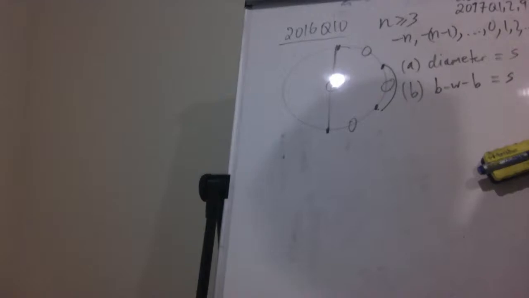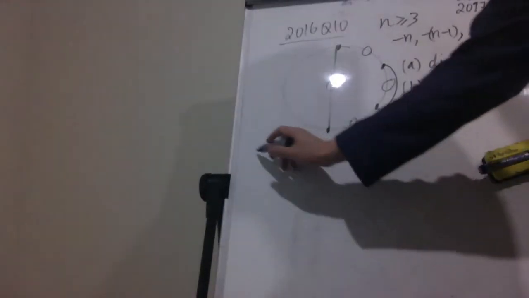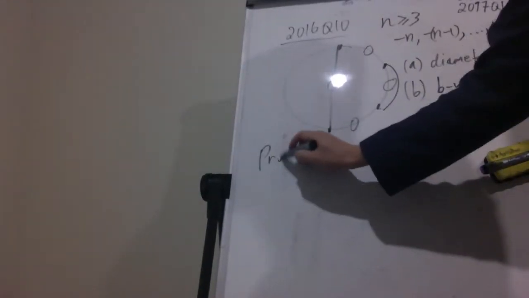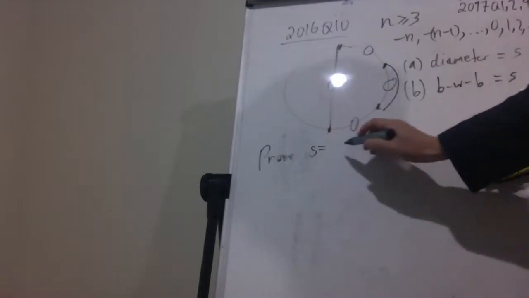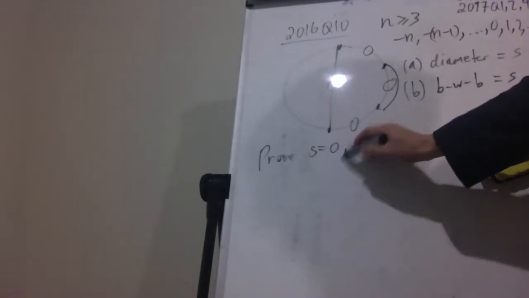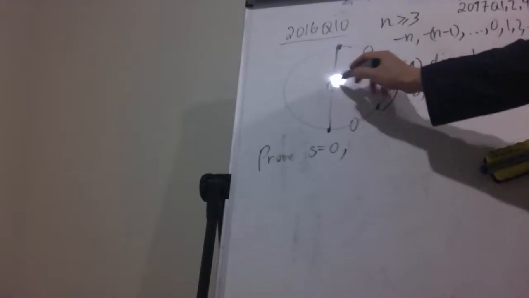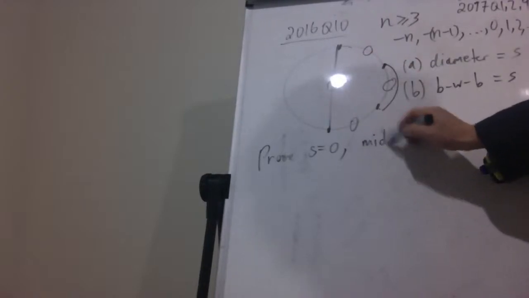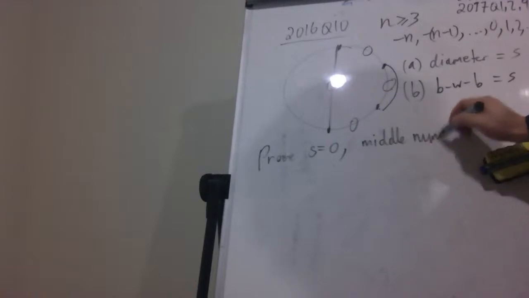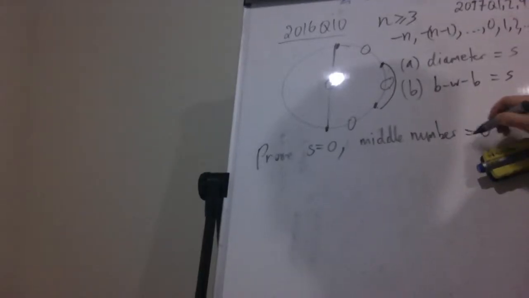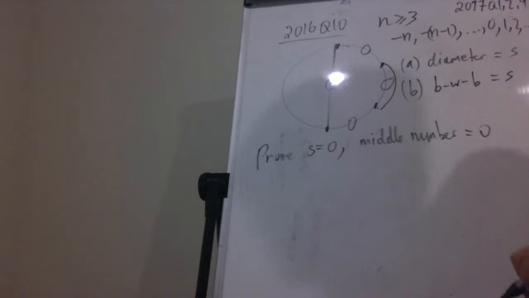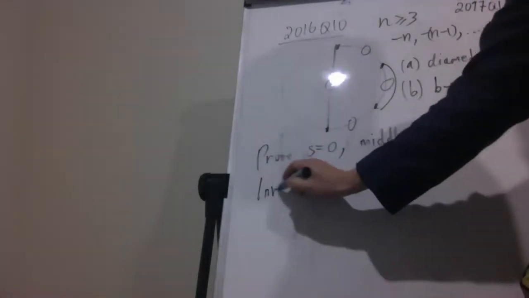So is it not the same for white, black, white? Okay, so basically the question says prove that S equals 0, okay? And I guess the number in the middle is 0. So anytime you have a diameter, it's going to equal S, and then there's black, white, black.